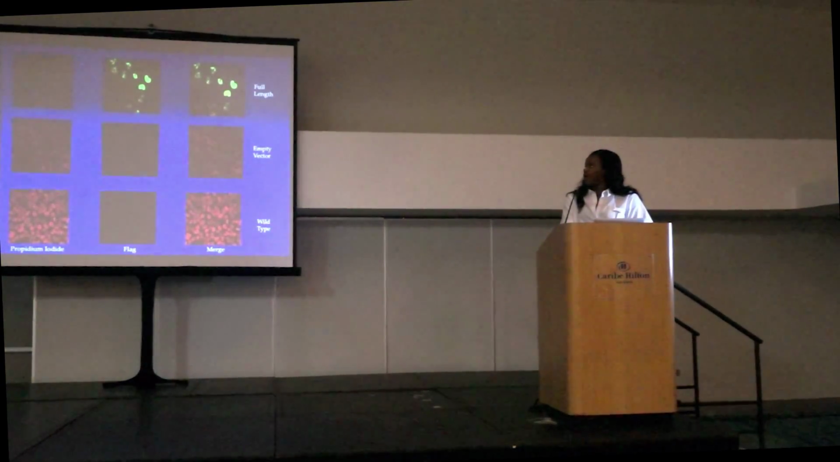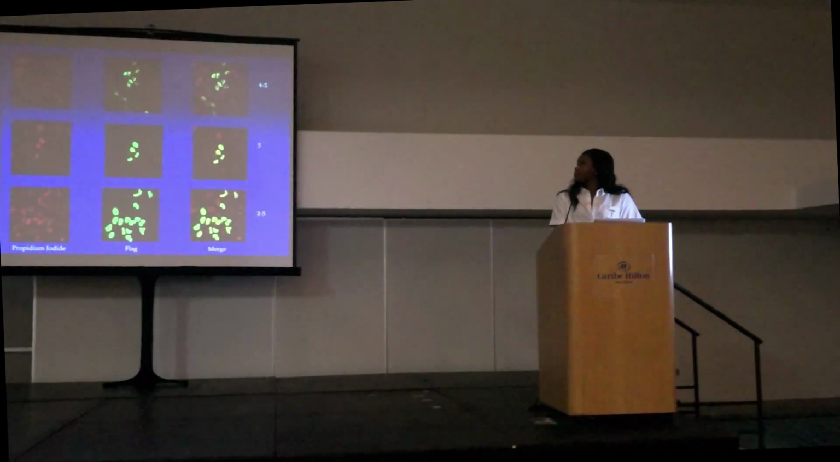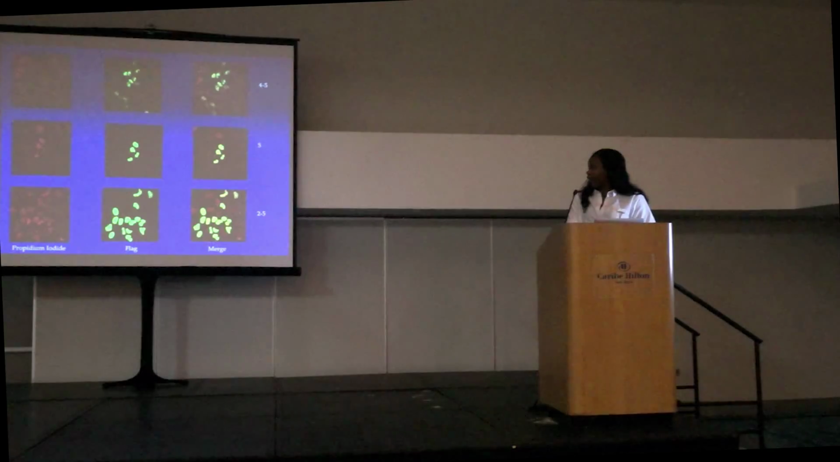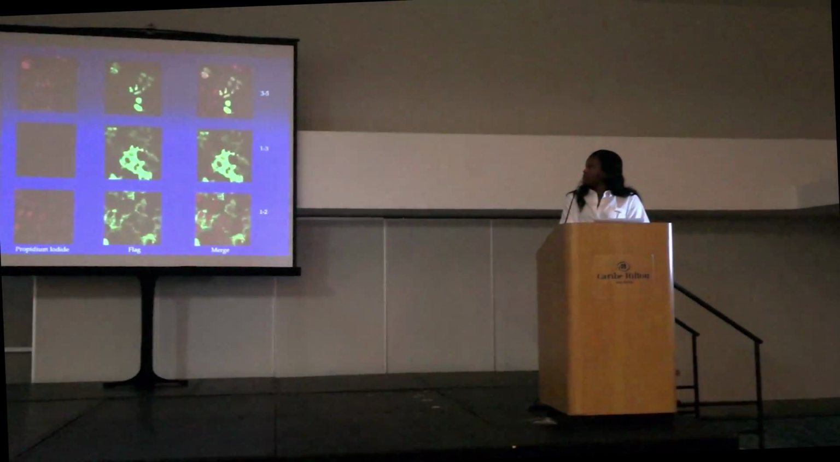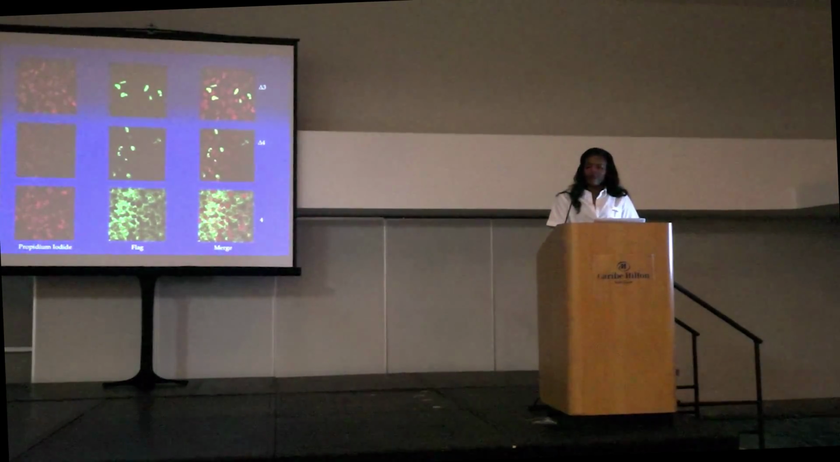For our full-length protein, as expected, it is nuclear. Both our empty vector and our wild type, being our controls, have no RepID expressed. Fragment 4 to 5 is nuclear. Fragment 5 is also nuclear. Fragment 2 to 5 is nuclear. Fragments 3 to 5 were nuclear. Fragments 1 to 3 were cytosolic. Fragments 1 and 2 were cytosolic as well. Fragment delta 3 was nuclear. Fragment delta 4 was cytosolic. And fragment 4 by itself was cytosolic.